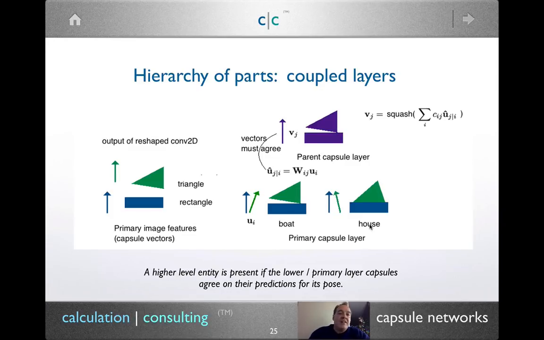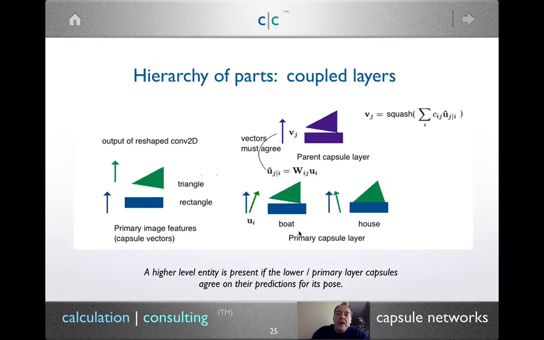But the basic idea is that we have a rectangle and a triangle, and each of them gets a capsule vector. Now, what is actually being seen? Is it a boat or is it a house? Well, if it's a boat, then the triangle is oriented one way, and if it's a house, it's oriented another way. And so these u vectors get passed up to the v layer, the parent capsule, the digit capsules in our case. But there's a transformation matrix associated with them, and that gives you the pose.